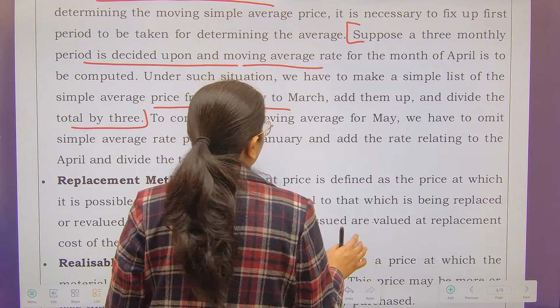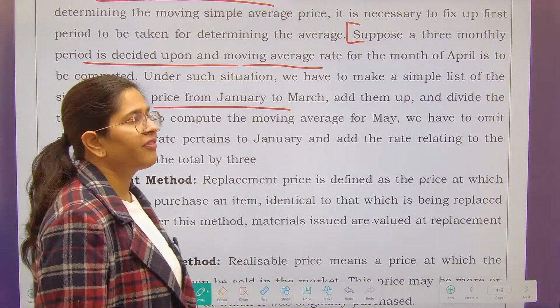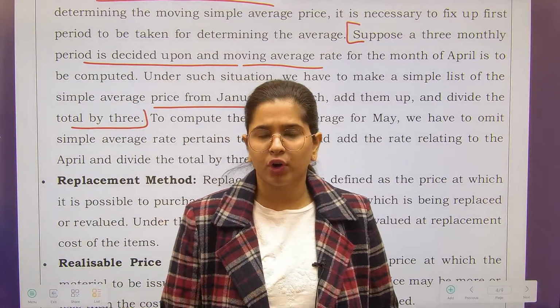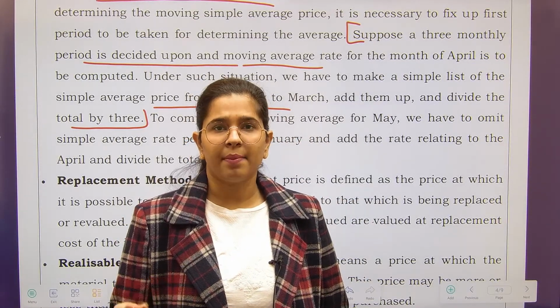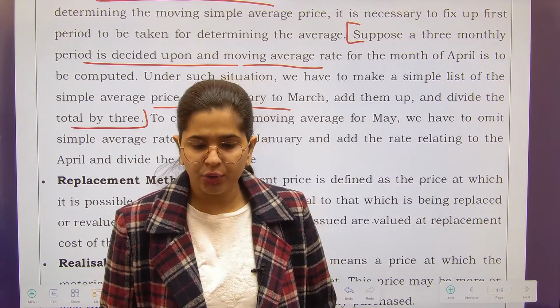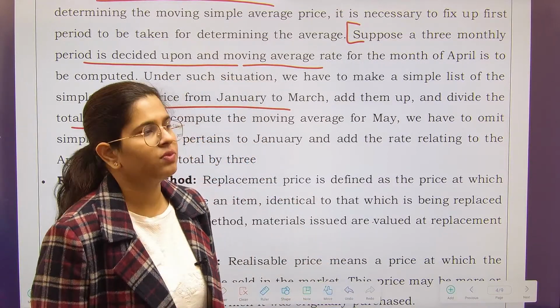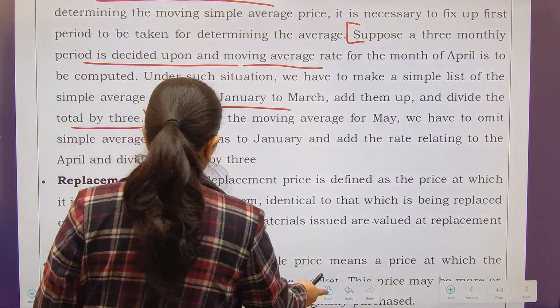Now if this particular thing shifts to May, and I want to find out for May, then what months will I be using? I'll be using February, March, April. I'll not use the average of January. So this is what your moving simple average tells you.